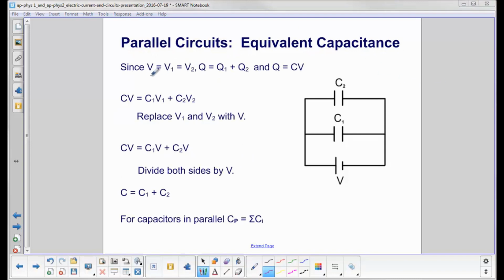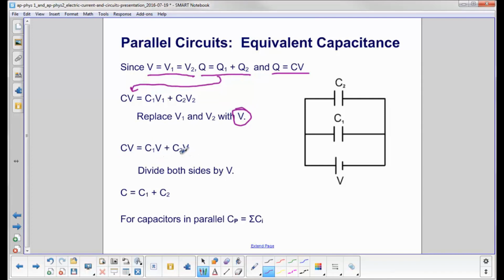We'll use what we found on the previous slide where the voltages are the same and where the total charge is the charge on each capacitor, and then we'll use our definition of capacitance, which was C is equal to Q over V. So we start right here, this equation here, we replace each Q with CV. So we have CV is C1V1 plus C2V2. But what do we know about V1 and V2? They're equal to V. So we now have CV equals C1V plus C2V.